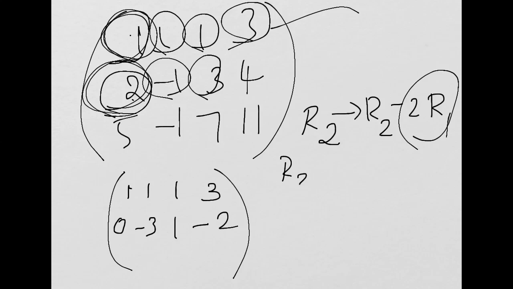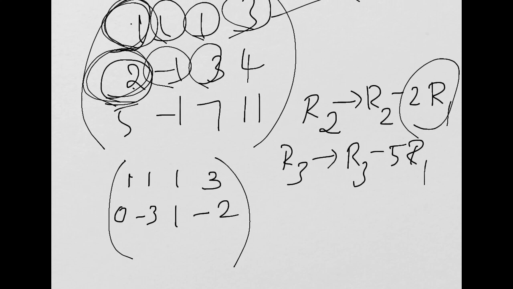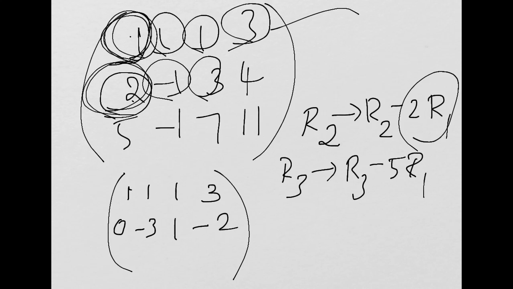And last, I want R3 also to be changed. I'm going to write it as R3 equals R3 minus 5 times R1. So if I do that, this is going to get multiplied with 5, so I'm going to get a 0. This is going to get multiplied with 5, and I have to subtract from here, so I'm going to get a minus 6. I'm going to multiply with a 5 and subtract from here, so I'm going to get a 2. I'm going to multiply with a 5 and subtract from here. I'm going to get a minus 4.